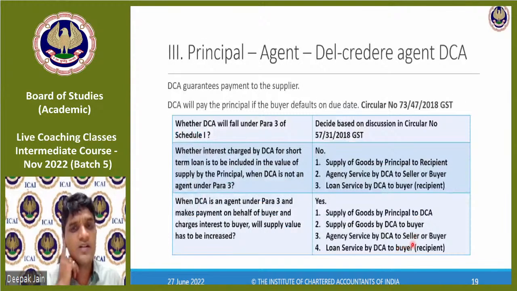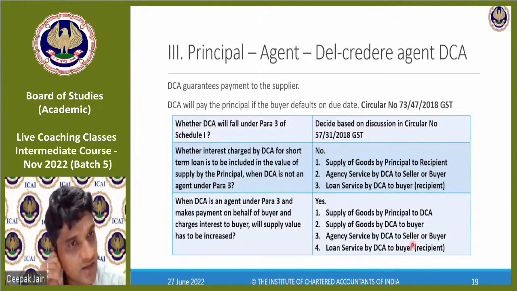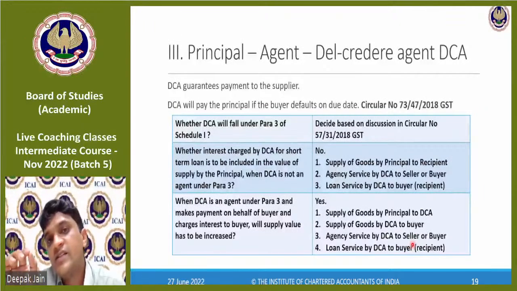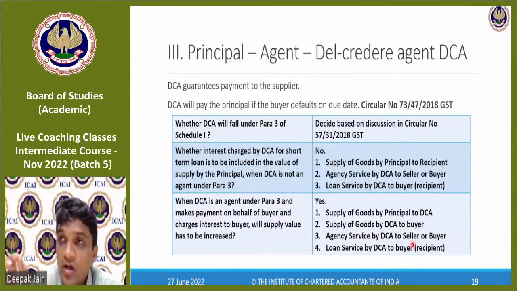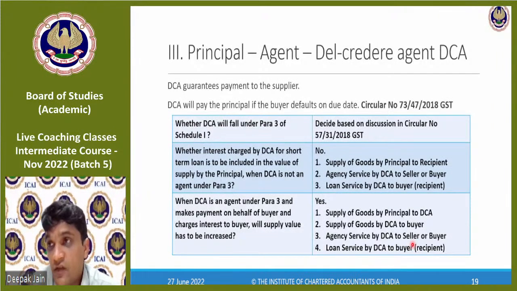Now let's understand something called a del credere agent. This is also important. A del credere agent means an agent who not only does the agency work, but also guarantees that, okay, I will get the payment from the customer. So I will pay extra commission to him because not only will he find me a customer, he will also promise me that, okay, if the customer defaults, then I will give you the money.